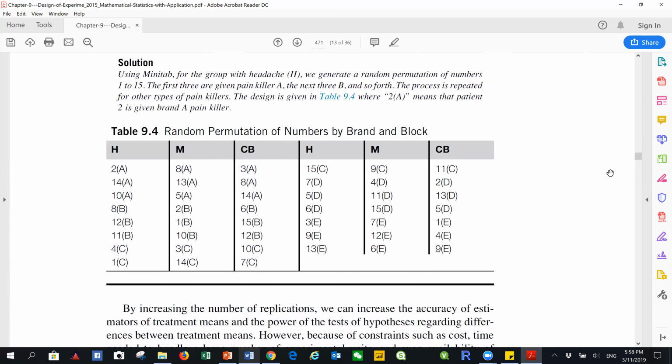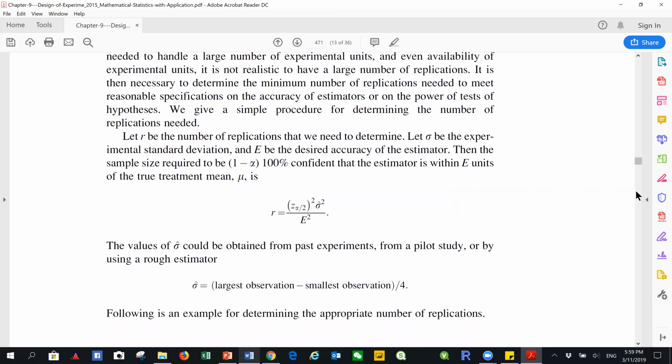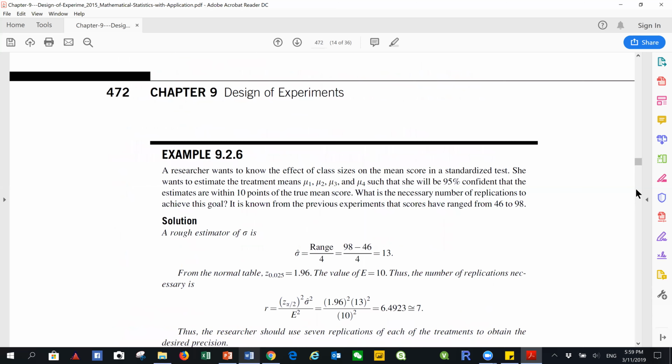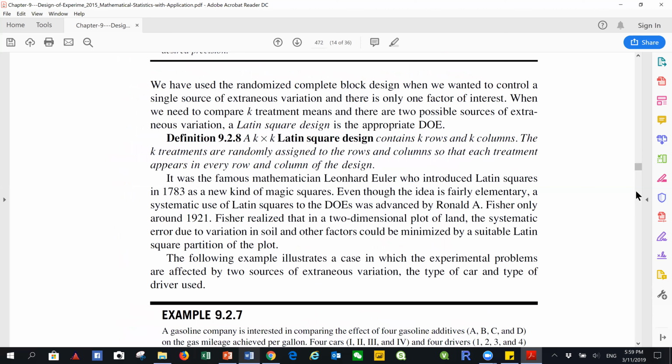So in each block you have 5 treatments, and for each treatment you have 3 replications. The way you assign a replication is completely random. So this is how you work out the design. Then we also talked about a special design called the Latin square.